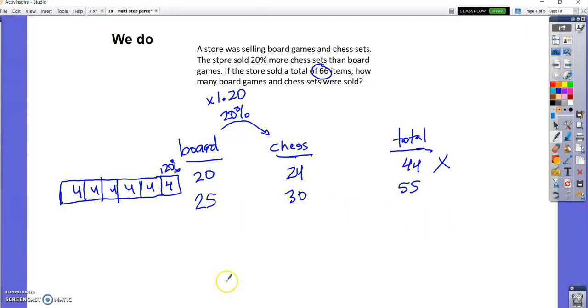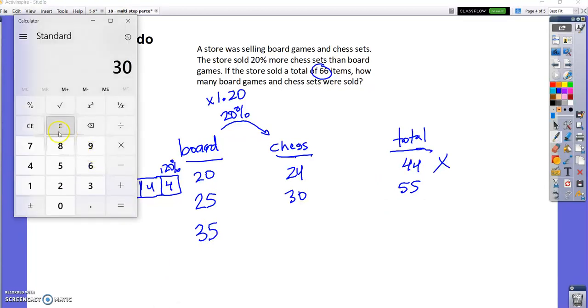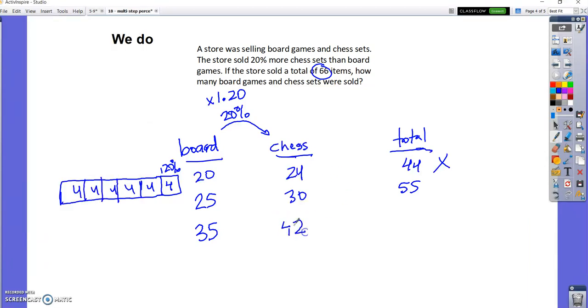Let's keep increasing. So you guys, I know we've done this one, so I think you already know the answer. But it's totally fine if you overshoot. And when I say that's still not very close, I don't seem to be accelerating quickly enough. Maybe it's like 35. So if they do 35 board games times 120%, then it's 42 chess sets. And let's see, that's 77 total. That's too high. I went too far.